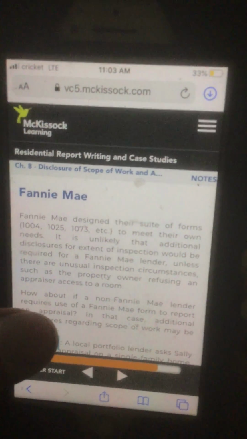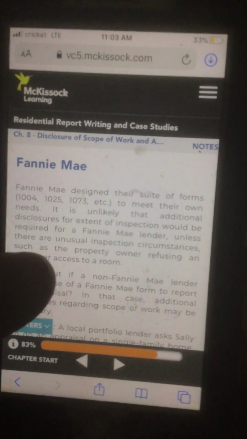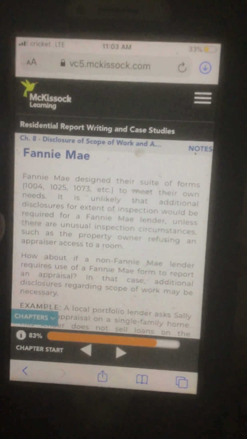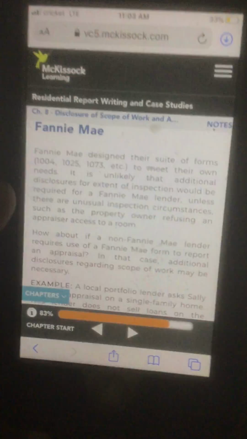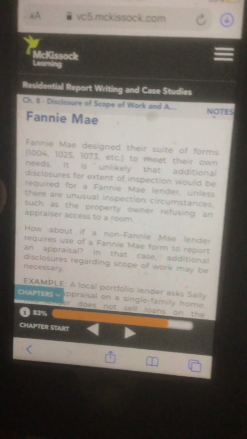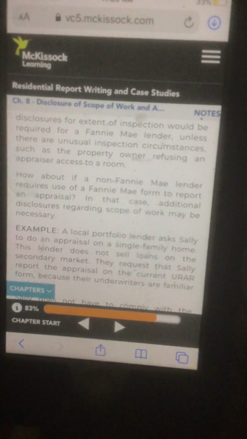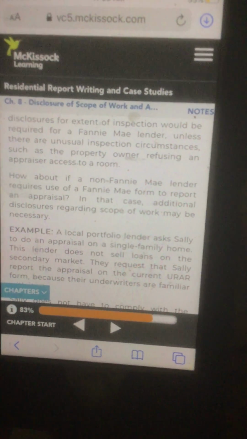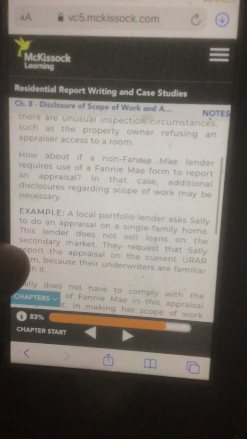Fannie Mae. Fannie Mae designed their suite of forms, 1004, 1025, 1073, etc., to meet their own needs. It is unlikely that additional disclosures for extent of inspection would be required for a Fannie Mae lender, unless there are unusual inspection circumstances, such as the property owner refusing an appraiser access to a room. How about if a non-Fannie Mae lender requires use of a Fannie Mae form to report an appraisal? In that case, additional disclosures regarding scope of work may be necessary.